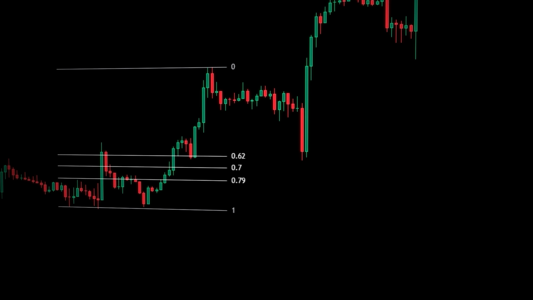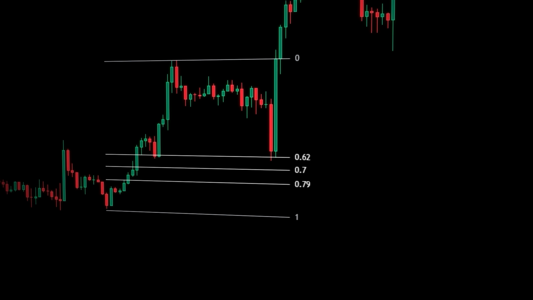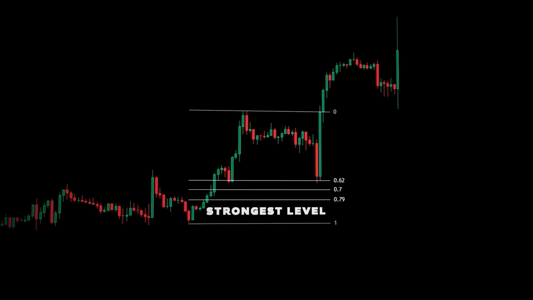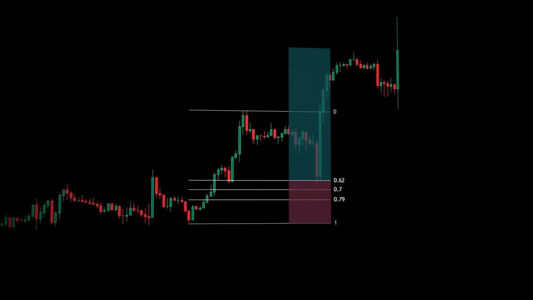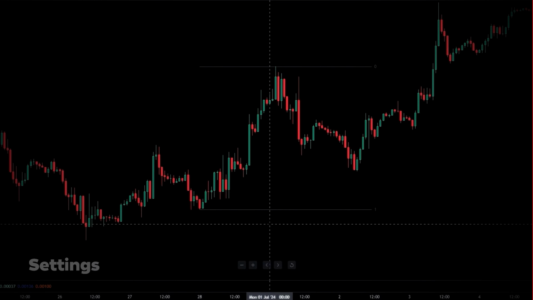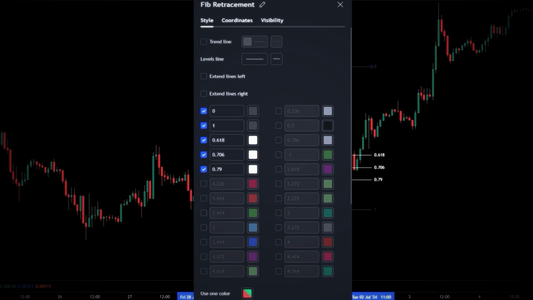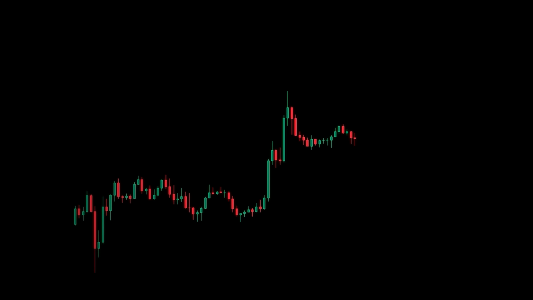The OTE, short for optimal trade entry, is an area of Fibonacci levels that give you the highest probability of a reaction, as well as offering you a more favorable risk to reward ratio. The settings we're going to use for these levels are 618, 706, and 79.